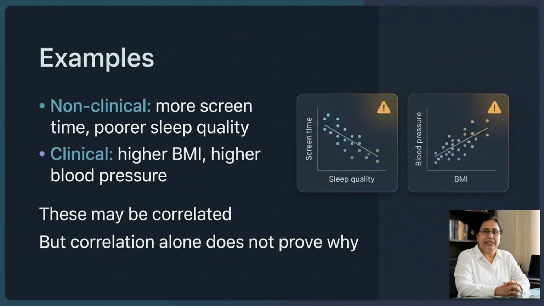In a non-clinical study, you may find that students with more screen time tend to have poorer sleep quality. In a clinical study, you may find that people with higher BMI tend to have higher blood pressure. These findings may show a correlation. But from correlation alone, we cannot say with confidence that one variable directly caused the other. There may be other explanations, including hidden factors, reverse causation, or multiple influences occurring simultaneously.